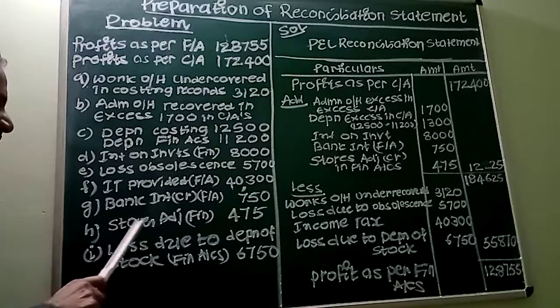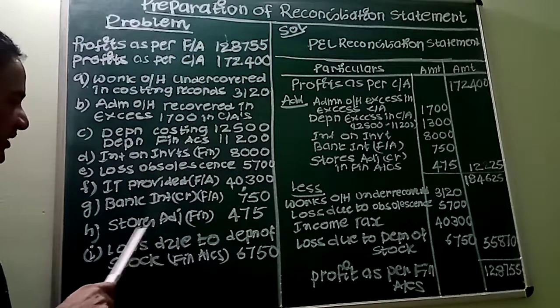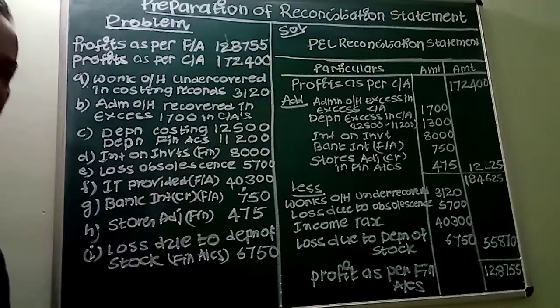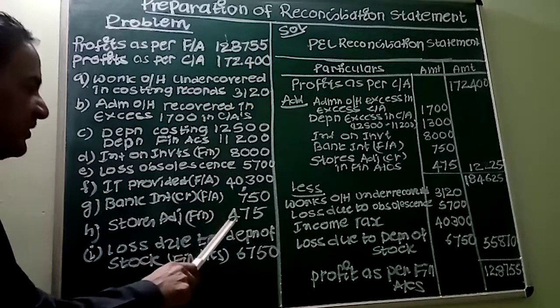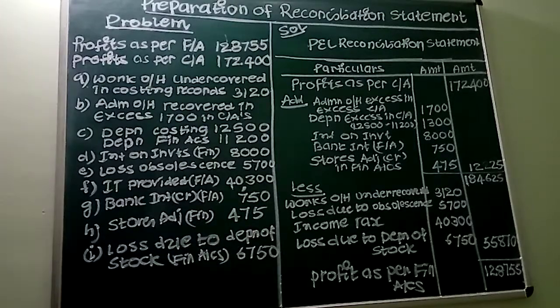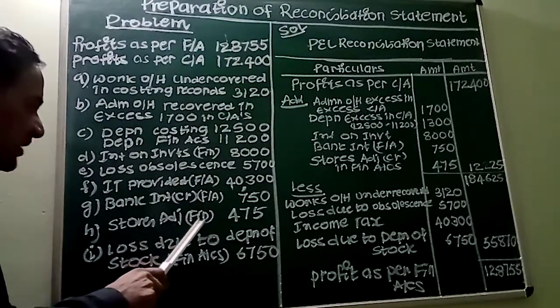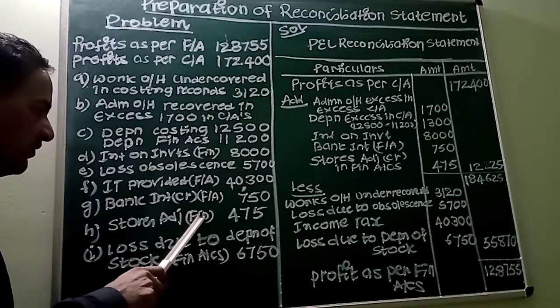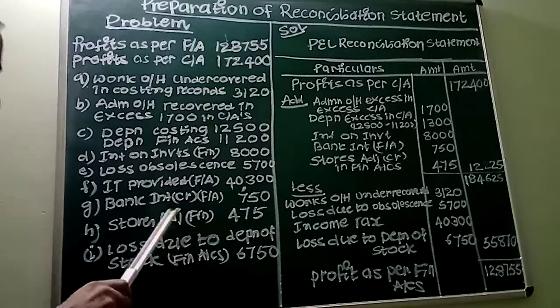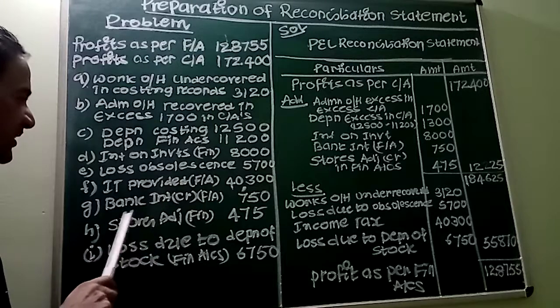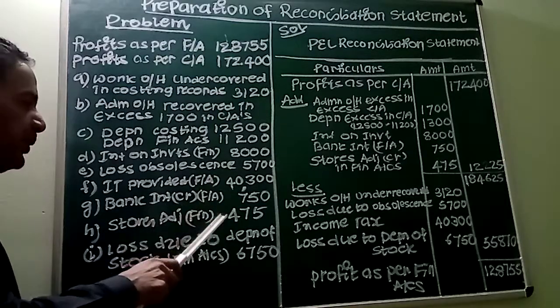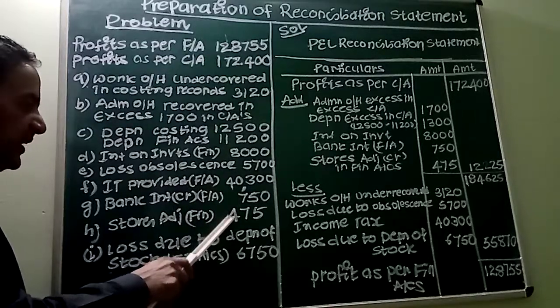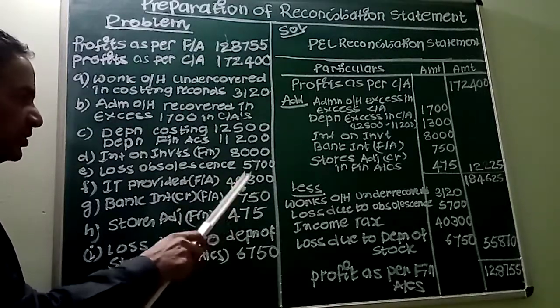Next, stores adjustment. Again, this is credit, 475 rupees. Credit means plus. That too it is shown only in financial accounts. When there is a credit in stores adjustments in financial accounts, obviously this will increase the profit in financial accounts, so it must be added.